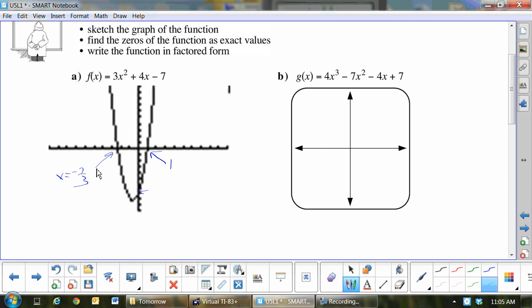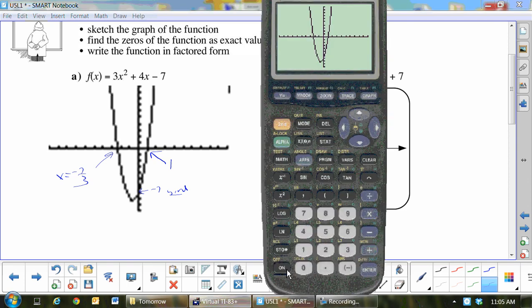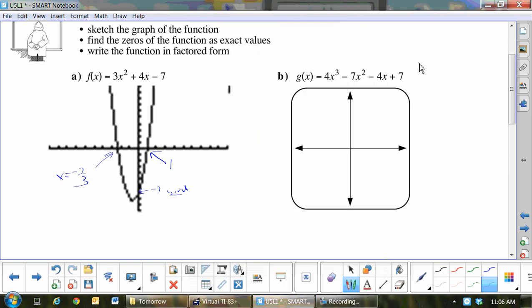What are we getting? Trace 0, enter. Negative 7. Okay. What's wrong? Okay, so I went to zoom 6, second trace, 5, enter, enter. No. I'll trace 2, trace. Never mind. Okay. So, x equals negative 7/3.